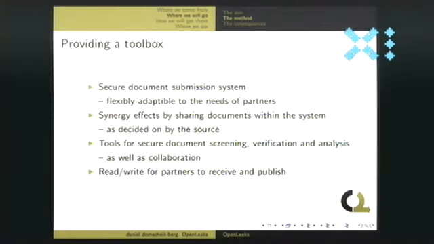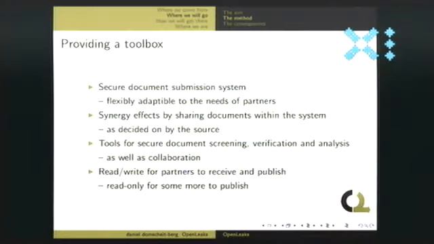And this will mean basically that we are building 2 types of users in our system, and one is a read-write user, and that is a partner that can receive documents and can also then decide to publish these documents. And these are, let's say, the regular partners we are working with. But as we don't want to keep everybody else out of the loop either, we are building what we call read-only access.